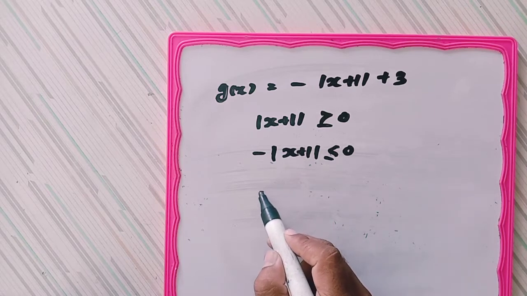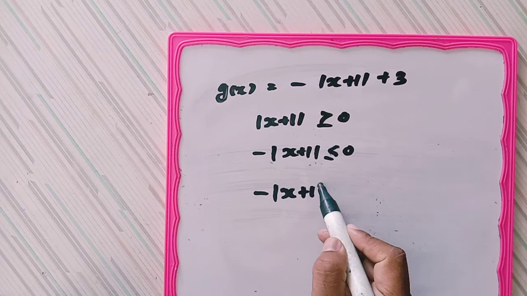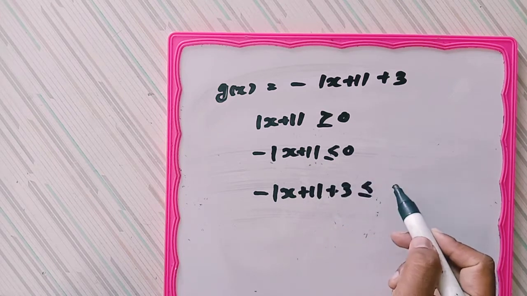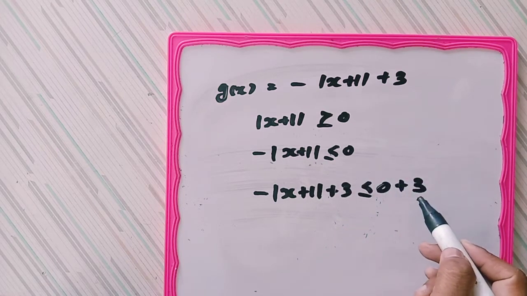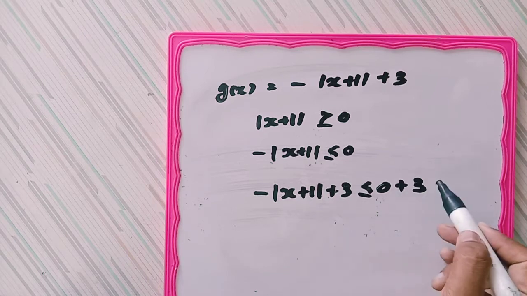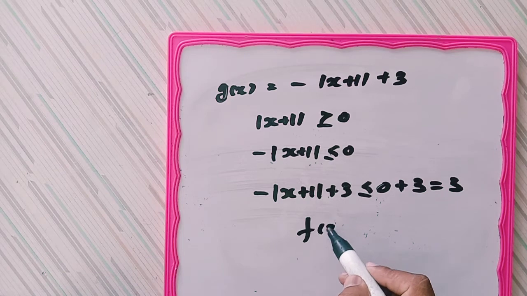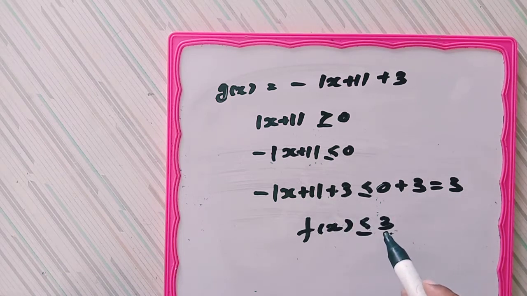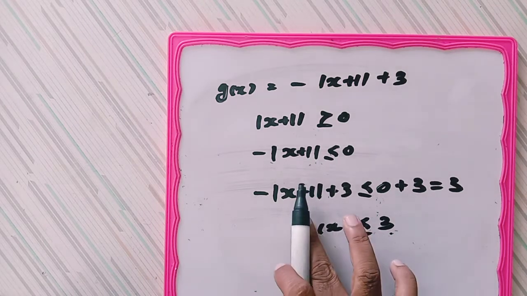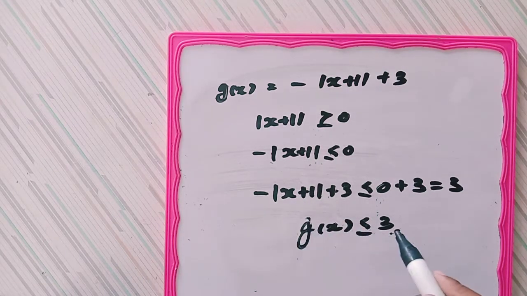And so minus modulus x plus 1 plus 3 is less than or equal to 0 plus 3. And so the 3 is the highest value of this function. So f(x) is less than or equal to 3. And so g(x) maximum value will be 3, but it does not have the minimum value.